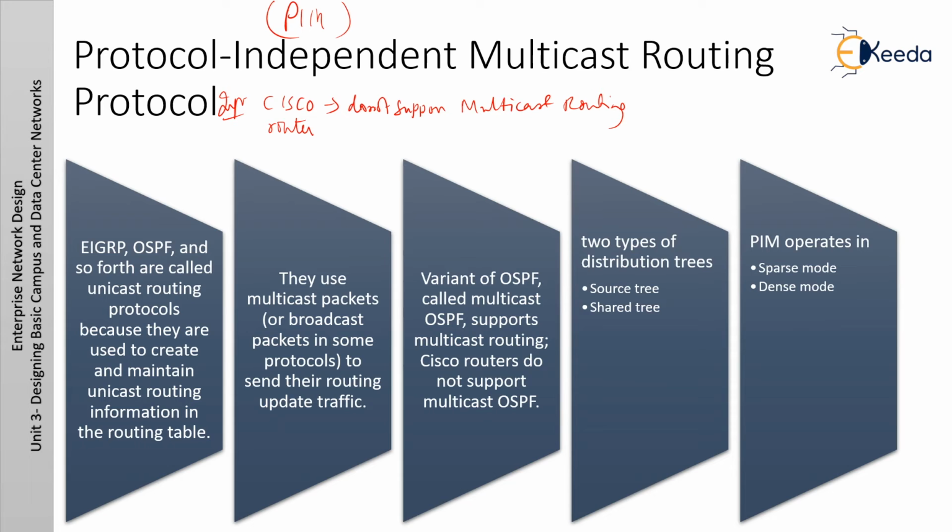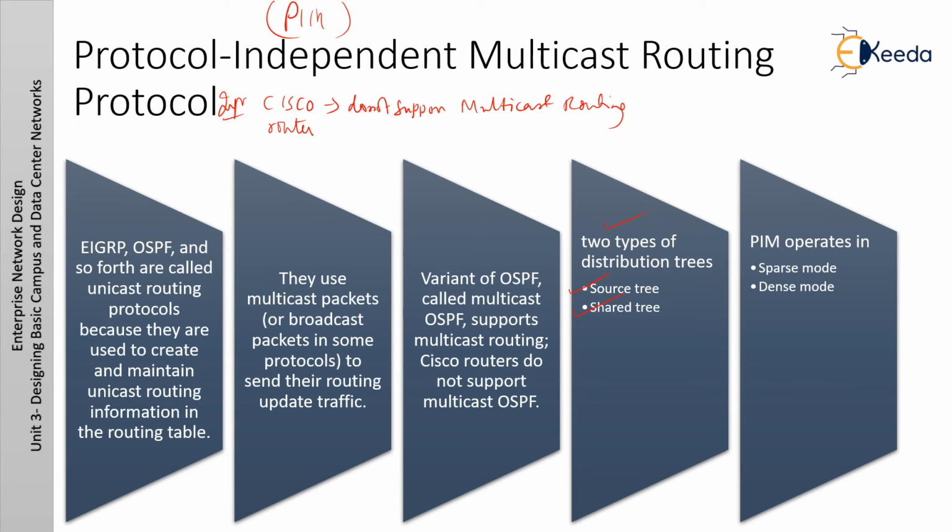So here, two things. PIM operates on two types of distribution trees: source tree and shared tree. A source tree is created for each source sending to each multicast group. The source tree has its root at the source and has branches through the network to the receivers.